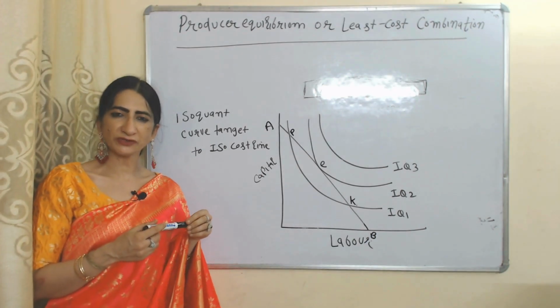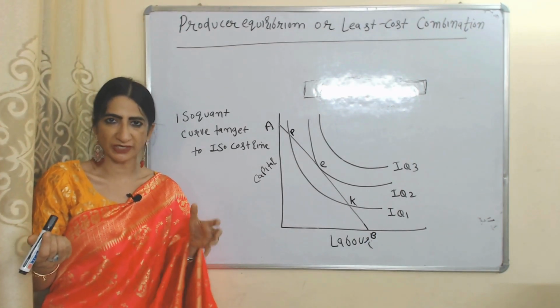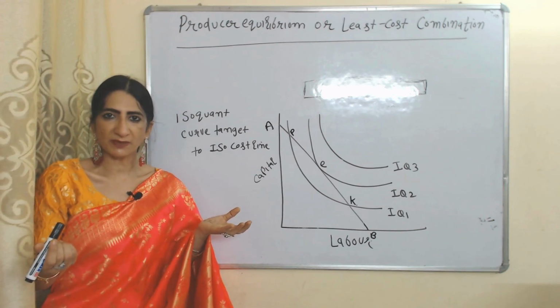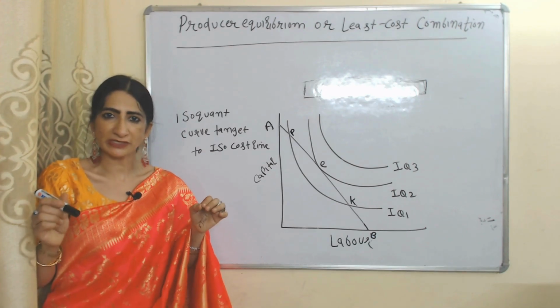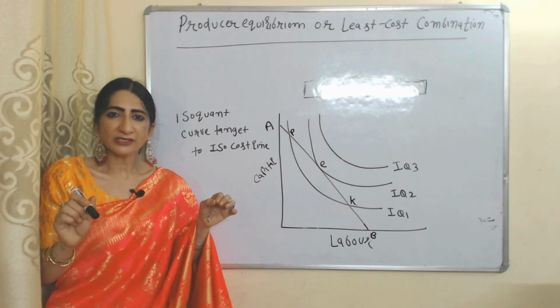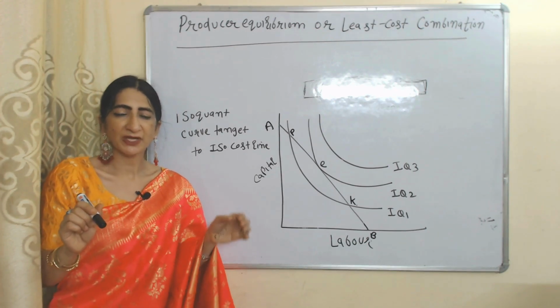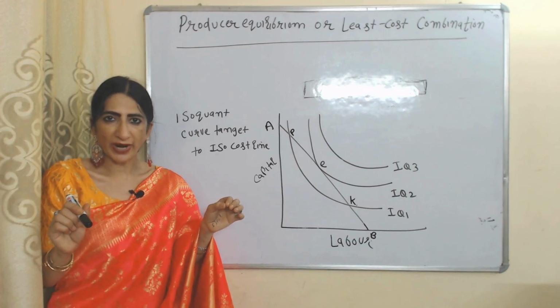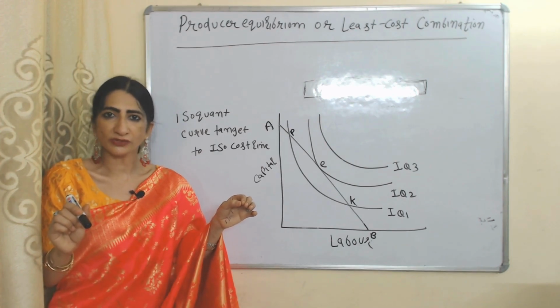Now we will see producer equilibrium, or we can say the least cost combination. We have already discussed the isoquant curve and the isocost line. Producer equilibrium is a point where the isoquant curve is tangent to the isocost line.